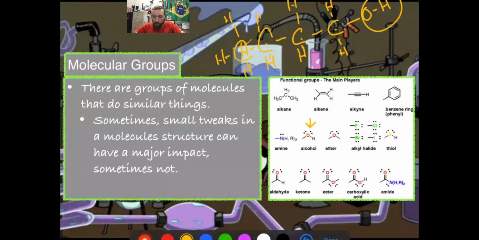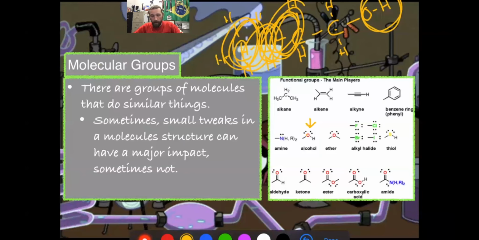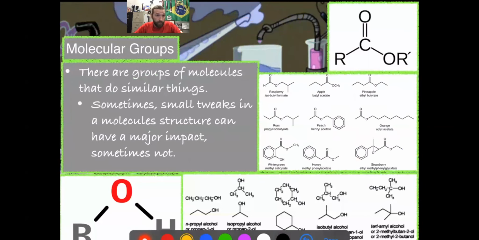If I just have one C, so I get rid of these Cs and I just have one C, well, now I have methanol. So all of the alcohols, they not only share this little factoid here that there's an OH at the end, but they also have very similar characteristics. And in chemistry, you would get to know all of these different groups, how they interact with each other, what makes them that, all of that stuff. Don't worry, we're not going to get into that. This is just an introductory course. So, molecules, there's different groups of them.